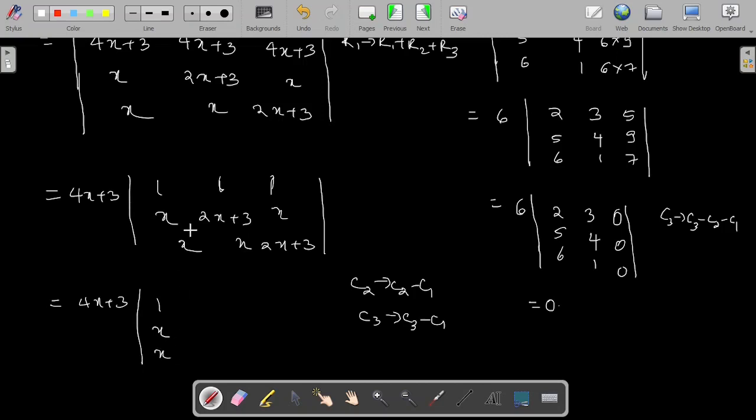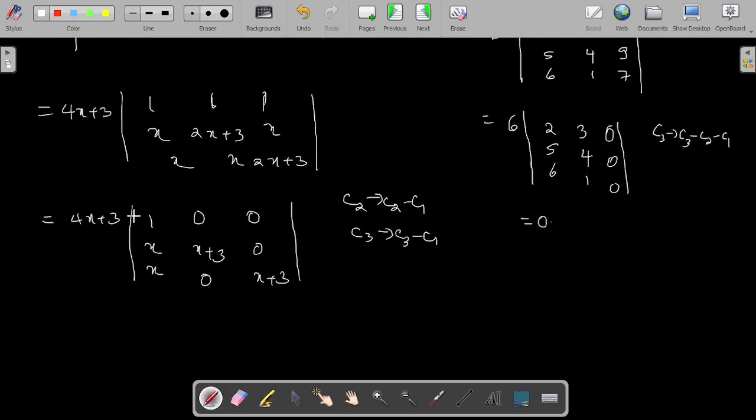So I am doing that because evaluation becomes easier. No change in the first column. 1 minus 1, 0. 2x plus 3 minus x, that is x plus 3, then x minus x, 0. Similarly, 1 minus 1, 0, x minus x, 0, 2x plus 3 minus x, it is x plus 3. Now you can directly evaluate along this first row, because the rest of the entries are 0, only this entry exists. That gives you 4x plus 3 into x plus 3 whole square, because this value anyway is 0. This is the value of the determinant. We evaluated this determinant by using the properties of determinant without doing the actual expansion.